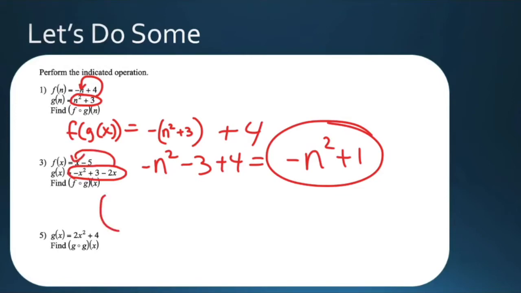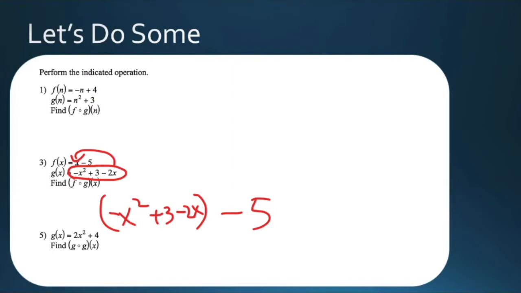So instead of x minus 5, it'll be negative x squared plus 3 minus 2x minus 5? Yes, it's a negative x squared. All right, what do we get when we do that? There's nothing to distribute. Are there any like terms? Yes, there are like terms. We really don't need the parentheses. Negative x squared minus 2x minus 2. I agree.